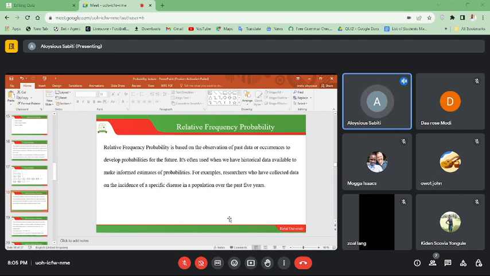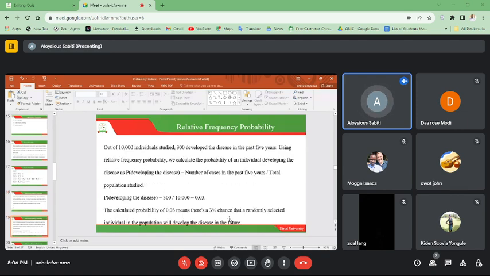Now, from that basis, you can be able to use that data. Out of 5,000 women who were pregnant, only 10 of them came for antenatal care, then you should be able to establish relatively the probability that in the next year you will have this number of antenatal visits.